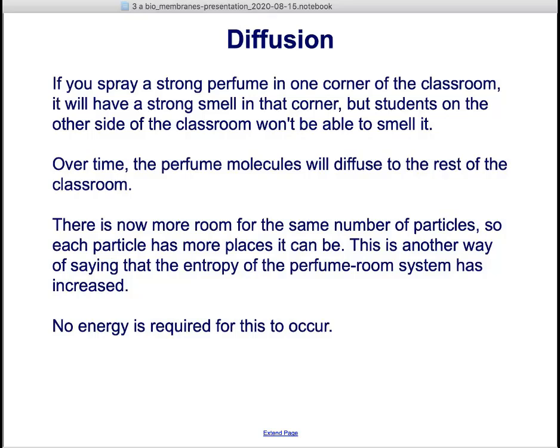If you spray a strong perfume in one corner of the classroom, it will have a strong smell in that corner, but students on the other side of the classroom won't be able to smell it. Over time, the perfume molecules will diffuse to the rest of the classroom. There is now more room for the same number of particles, so each particle has more places it can be. This is another way of saying that the entropy of the perfume room system has increased. No energy is required for this to occur.